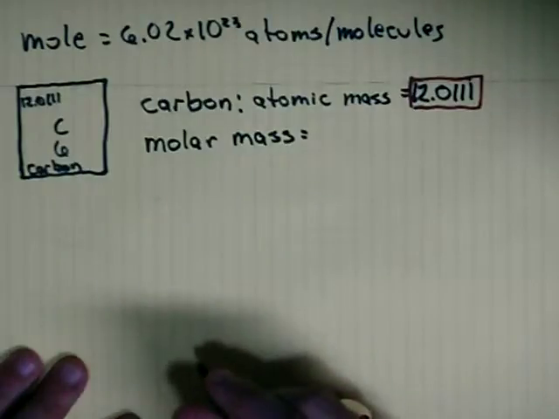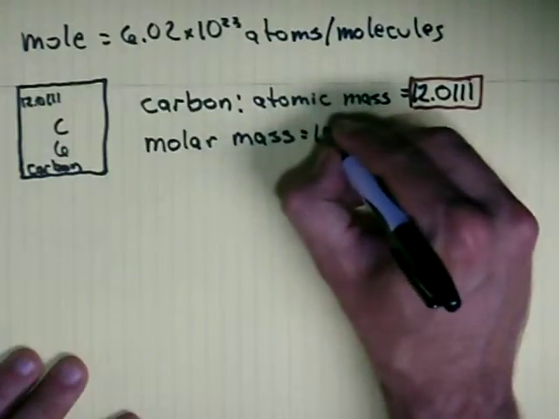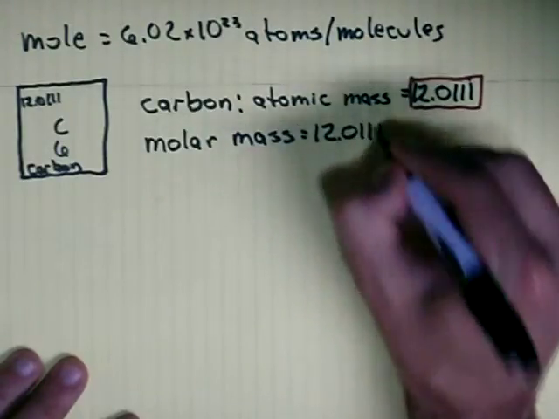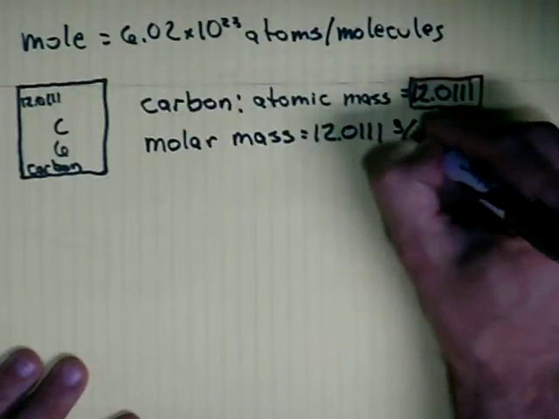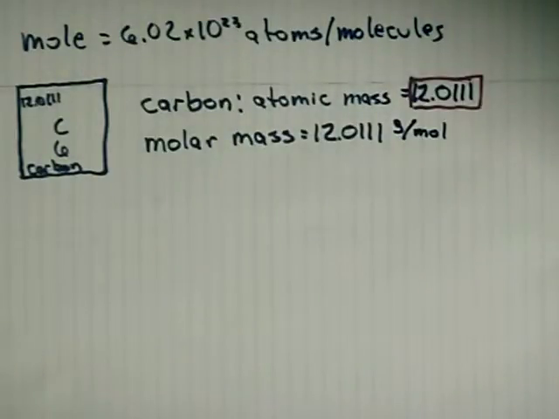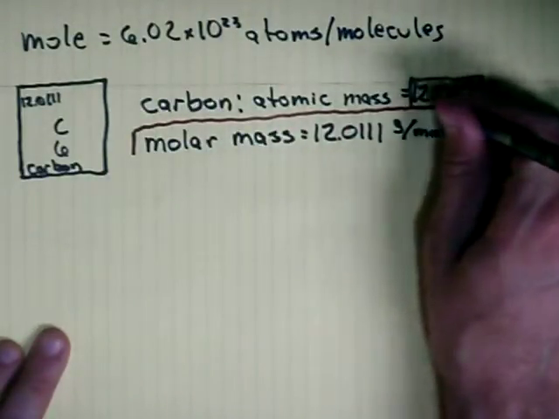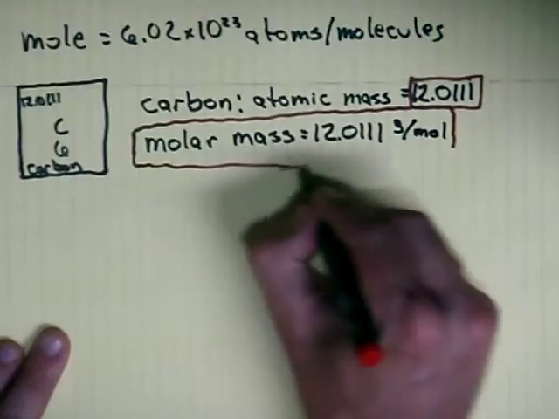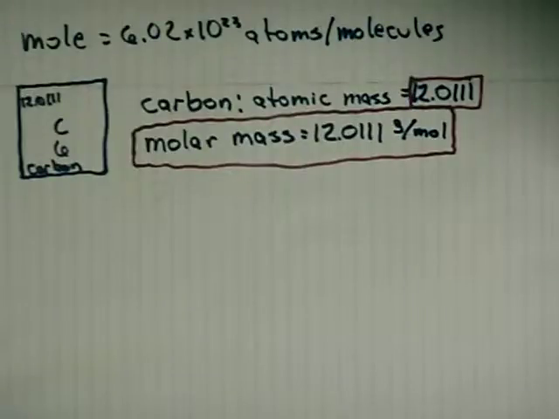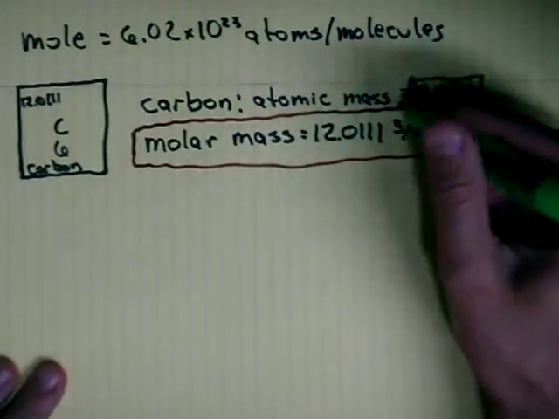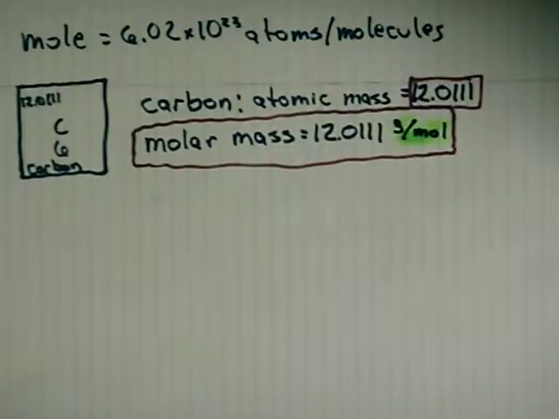And when we're talking molar mass, it's that same number that we see in the top left. But we have a different unit for it. And the unit is grams per mole. So for carbon, it has a molar mass of 12.011 grams per mole. And it's just important to remember that when we're talking molar masses, we have this unit, gram per mole, at the back of it.